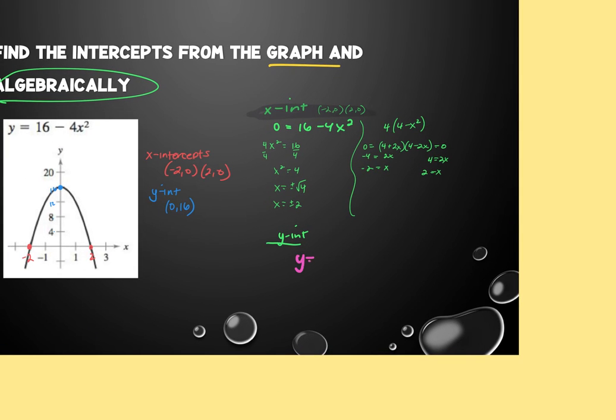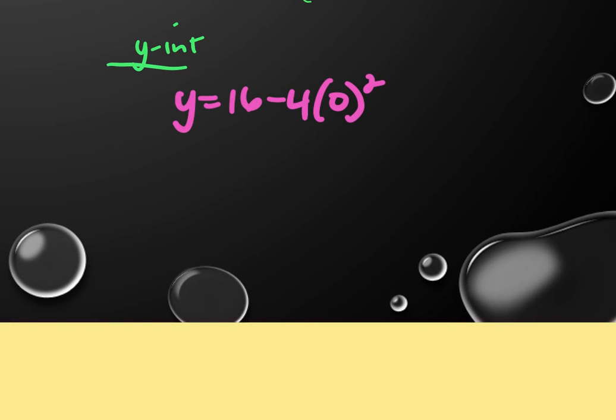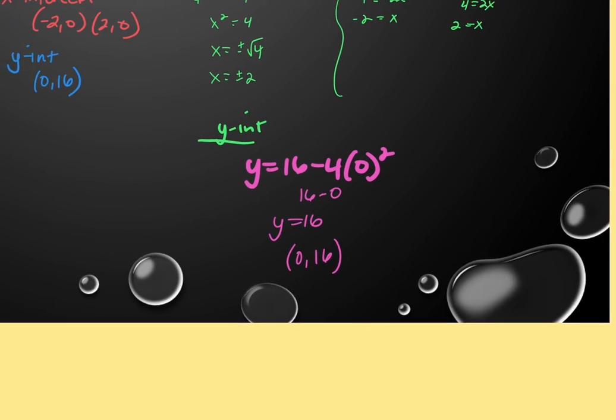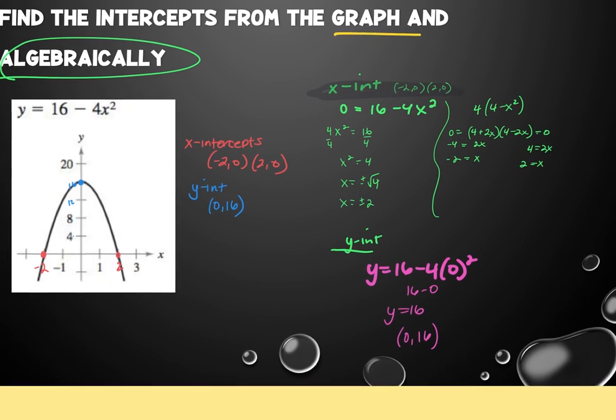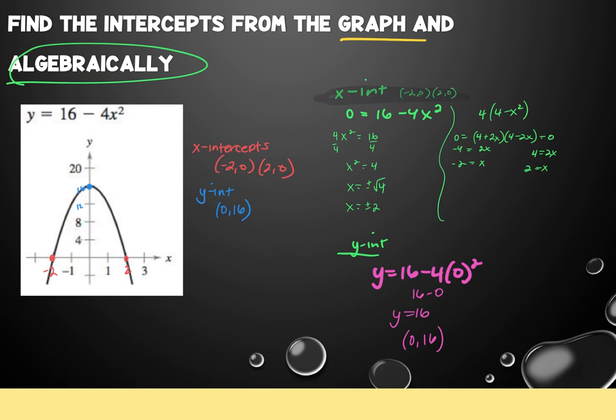So I get y equals 16 minus 4 times 0 squared. Square the 0, it's 0. Multiply times 4, it's 0. And y equals 16 is your y-intercept, which again matches your graph. So if you had the graph, you could use the graph. If you don't have the graph, obviously, then you want to do it algebraically by plugging in your zeros.